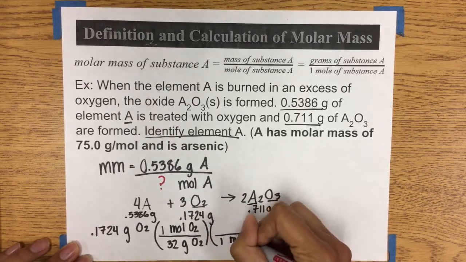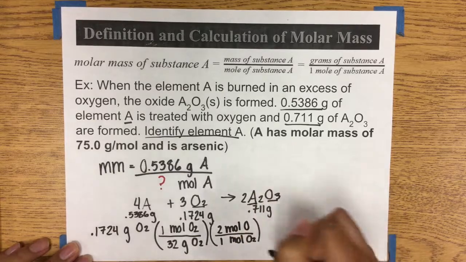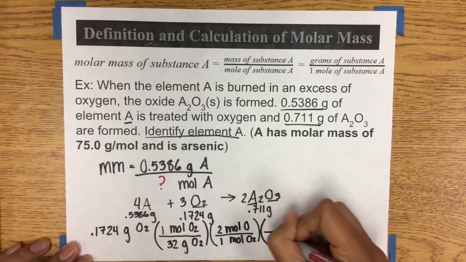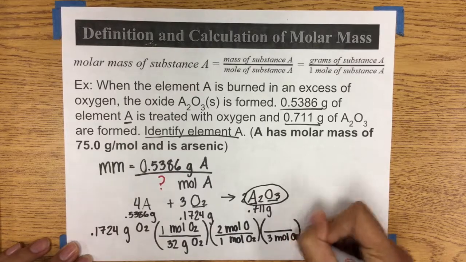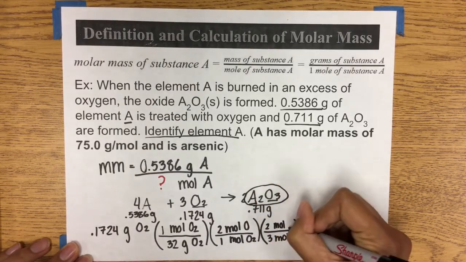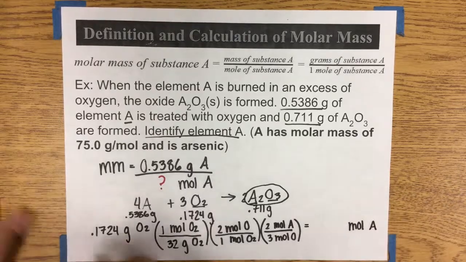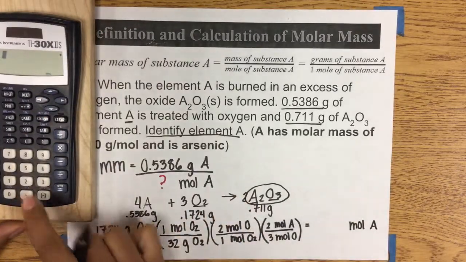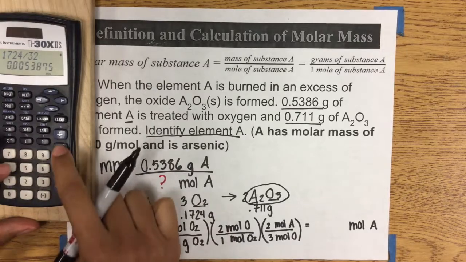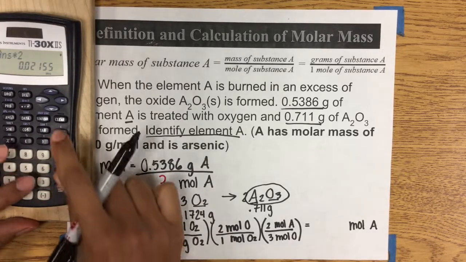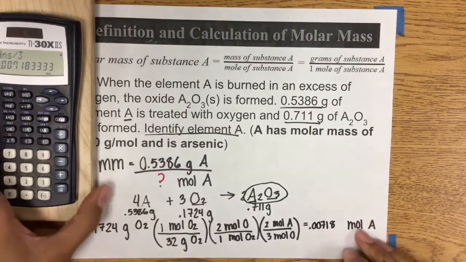In 1 mole of O2, there's 2 moles of O. And now we need a mole ratio between O and A. According to this compound, we have 3 moles of O and 2 moles of A. Once we solve this on our calculator, this should end up giving us moles of A. So we take 0.1724 divided by 32, times 2, times 2, and divide by 3. And we get about 0.00718 moles of A.